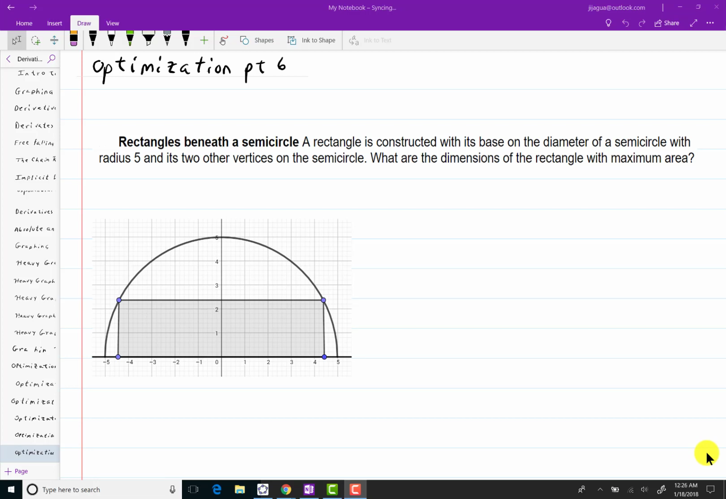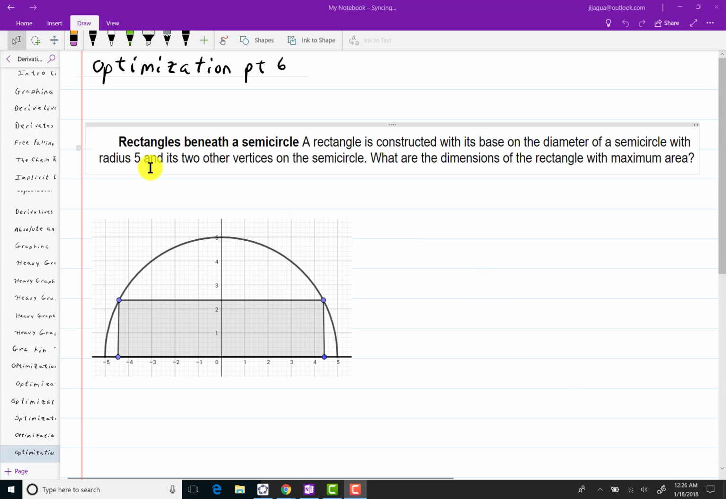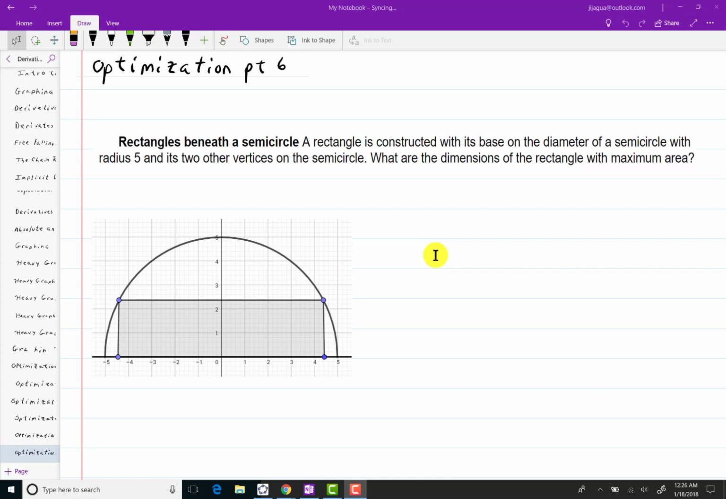Optimization Part 6. This is a particularly easy problem, and I thought I would throw it in here as a breath of fresh air. Let's read the problem first. Rectangles beneath a semicircle. A rectangle is constructed with its base on the diameter of a semicircle, with radius 5, and its two other vertices on the semicircle. What are the dimensions of the rectangle with maximum area?